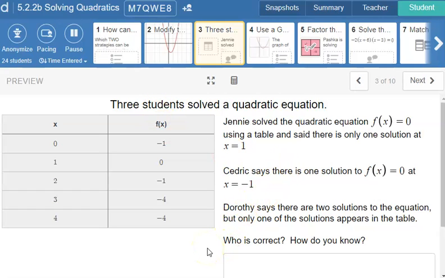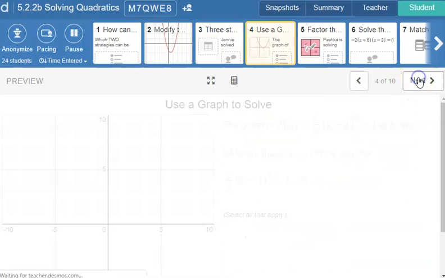Dorothy asks, are there 2 solutions, but only one appears in the table? There are usually 2 solutions to a quadratic, so you would think Dorothy's right. But actually, 1, 0 is the vertex of this parabola. Notice it goes from -1 up to 0 and then back down to -1. And that means 0 is your vertex. So the actual correct answer was Jenny is correct, because the point 1, 0 is the vertex. So that's what you should type in this box. All right, let's go to the next one.